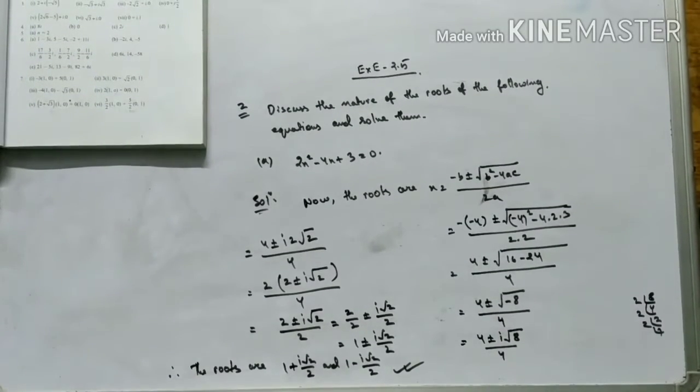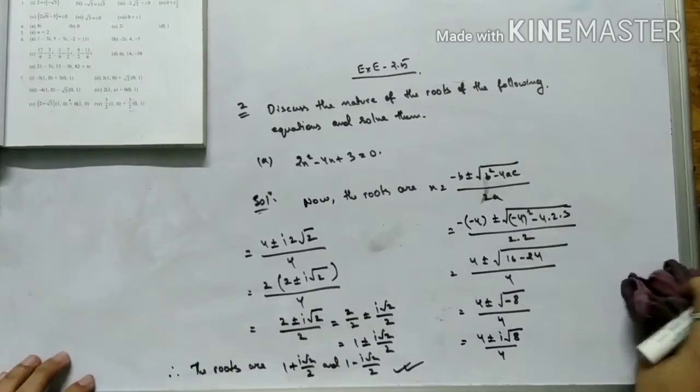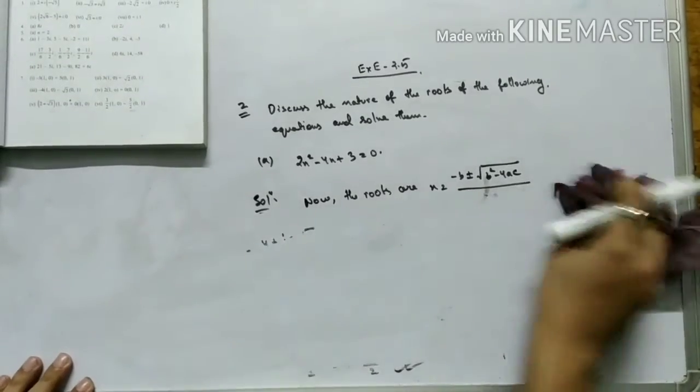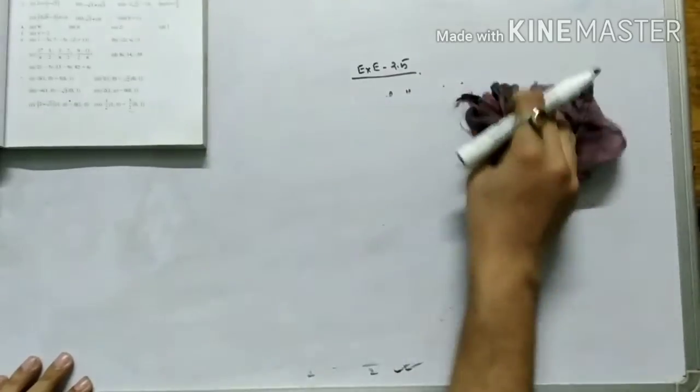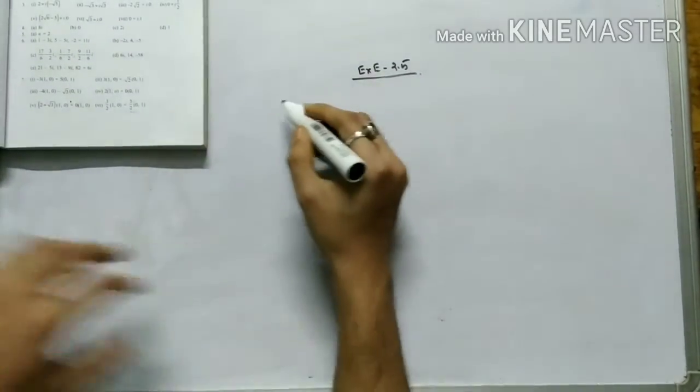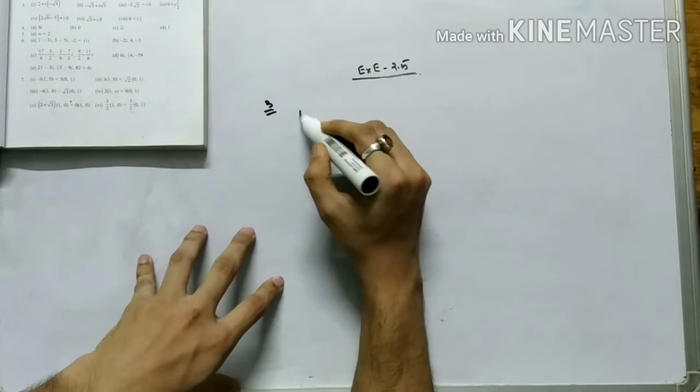So the rest of the problems you try to do by yourself. Okay, if you have any problem, you can write it in the comment section. Next I will go to type 3. Okay, next I'm going to type 3 here.